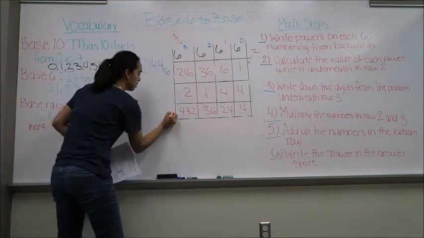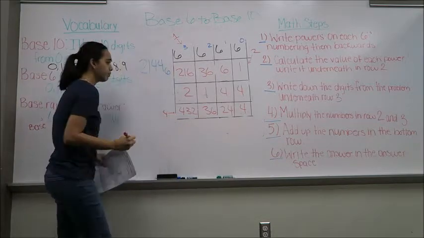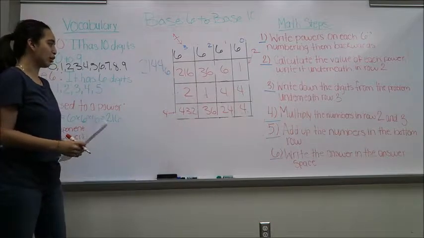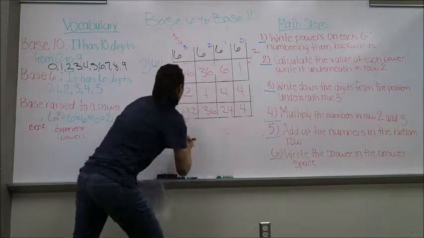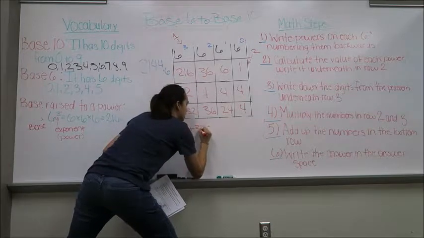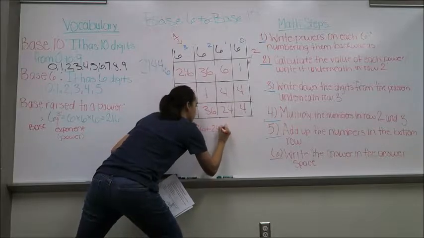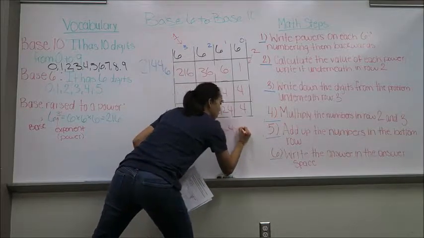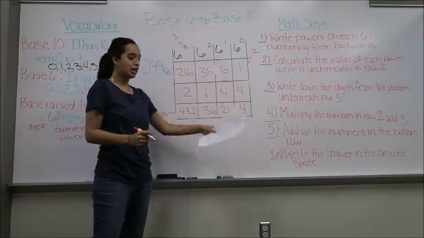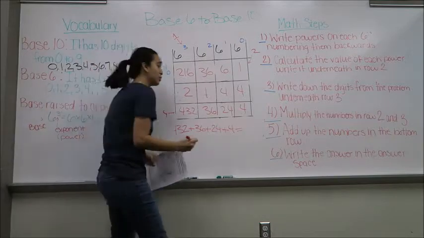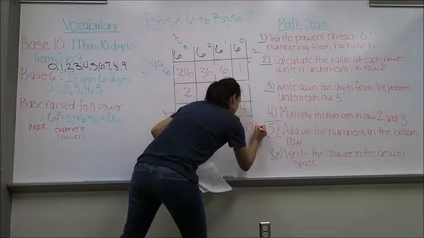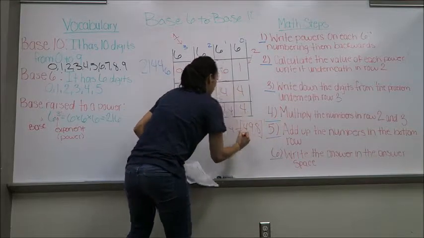Remember, this is step 4. Step 5: add up the numbers in the bottom row. I'm going to do 432 plus 36 plus 24 plus 4. Does anybody know what this is? Anybody? No? It's going to equal 498. That is our answer.